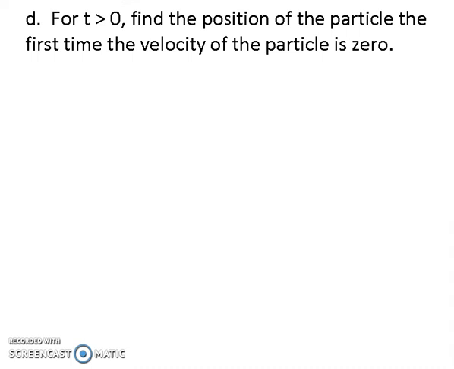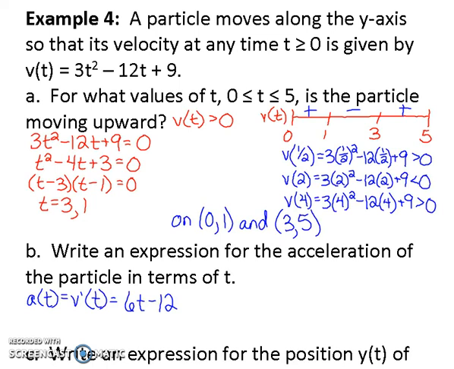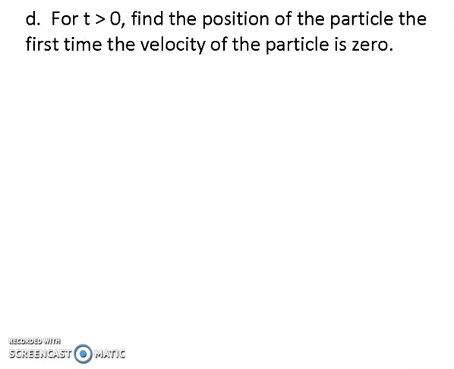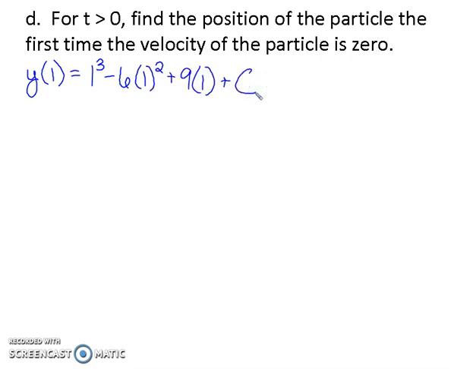All right, so then D, I have to put it on a different sheet. For t is greater than 0, find the position of the particle the first time the velocity of the particle is 0. So if you go back and you look at part A, we figured out that the first time the velocity is 0 would be at t equals 1. So D is just wanting us to find the position at that time, so at time 1. So you're going to take the number 1 and substitute it into the position function that we came up with in part C.